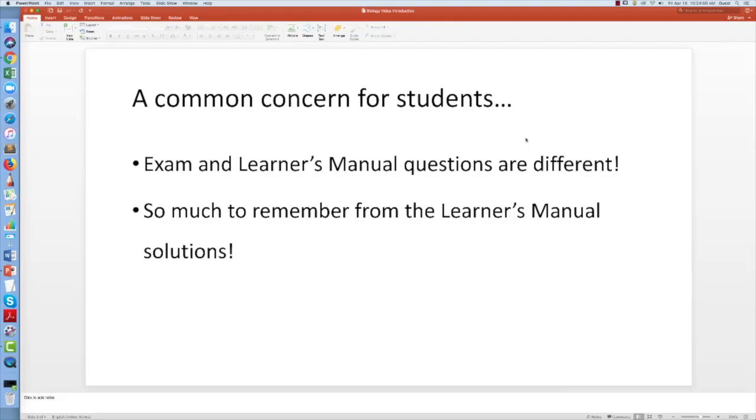A second common concern is that there's so much to take away from each of the learner's manual problems, especially from the solutions. As some of you may know, the solutions to some of the learner's manual questions are actually longer than the problems themselves in terms of how much text and information there is. That can throw some students off and add to the confusion.